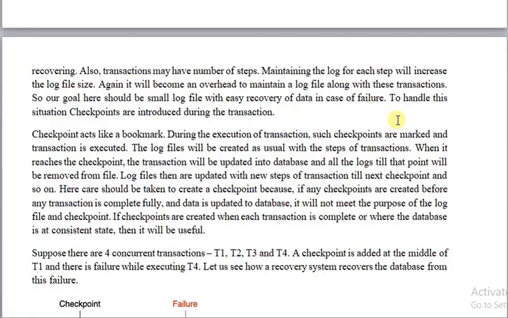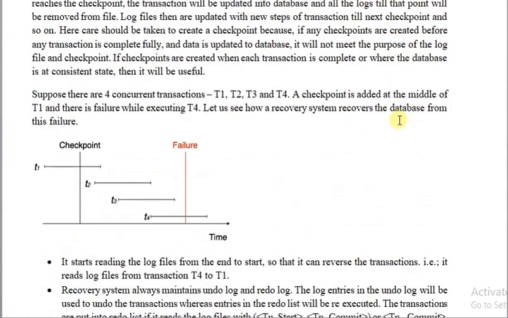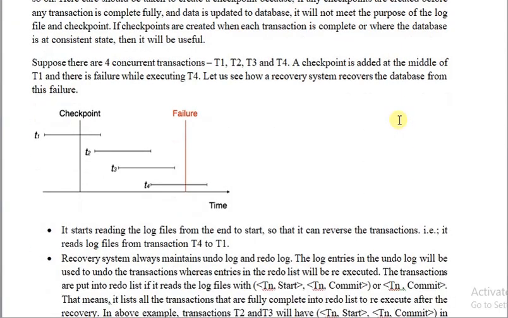So let's consider an example. There are 4 transactions executing concurrently. The transactions are named T1, T2, T3 and T4. A checkpoint is added in the middle of transaction T1, and there is a failure while executing transaction T4, as we can see in this block diagram.